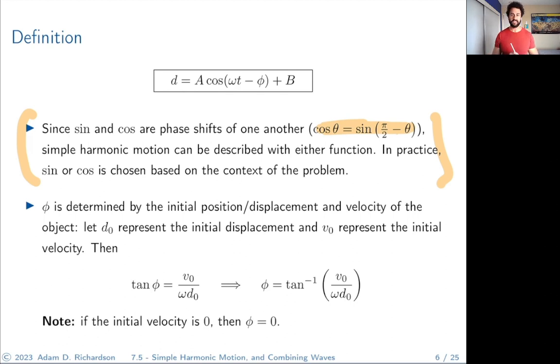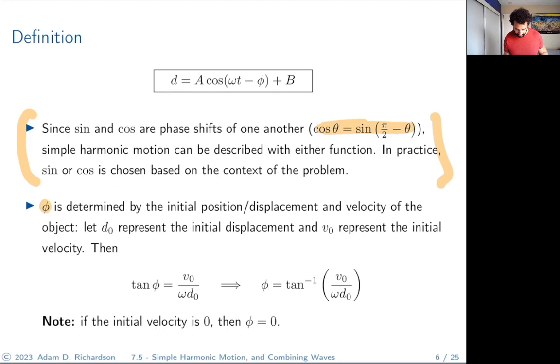So what this means is that you can describe your simple harmonic motion using either sine or cosine. It's really your choice, right? Sine and cosine are kind of like the same function, quote unquote. They just differ by a shift. So depending on the context of your problem, that's going to determine if you want to choose cosine or sine. And I'll address this in the example that's coming in just a few minutes here. So long story short, you can choose to use sine or cosine, whichever you want to use. And the context is what informs which one you should choose.